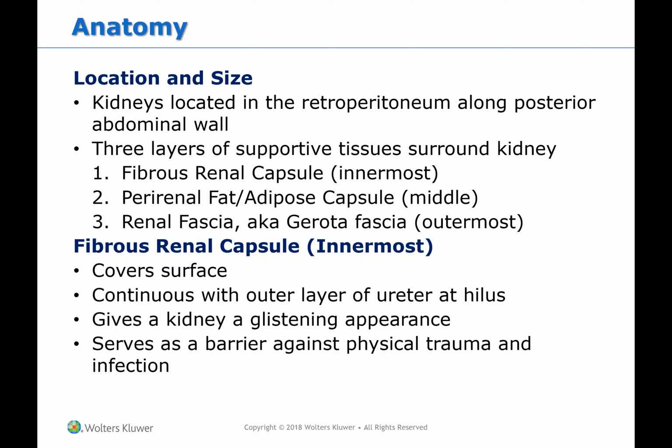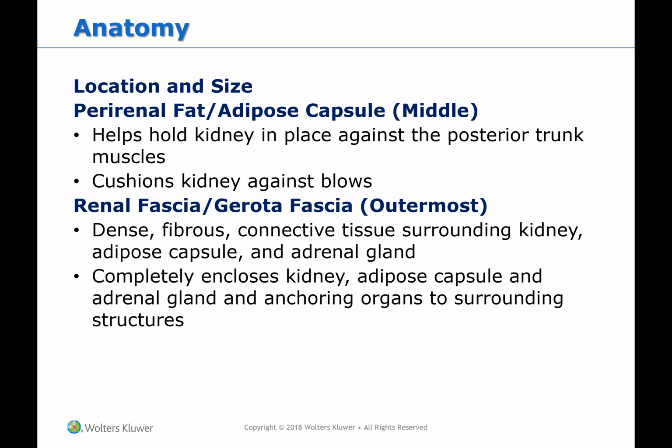So, how the kidneys are placed, they can be injured pretty easily. And so you want to make sure, like this renal capsule, is trying to help protect it. The adipose capsule holds the kidney in place and cushions the kidneys against blows. And the outermost renal fascia is the connective tissue that surrounds it and the adrenal gland. And it completely encloses the kidney and anchors the kidneys.